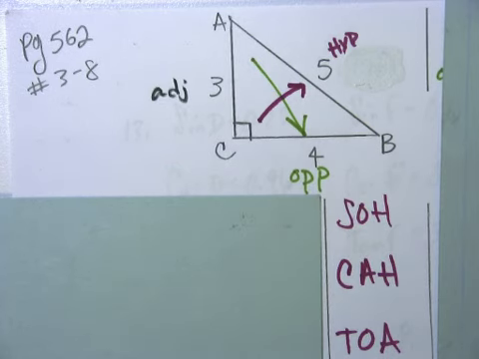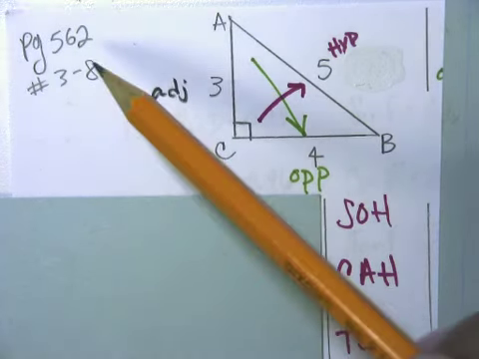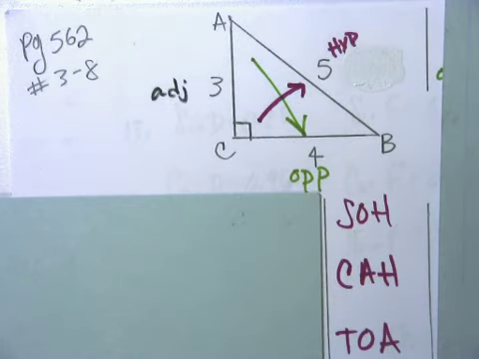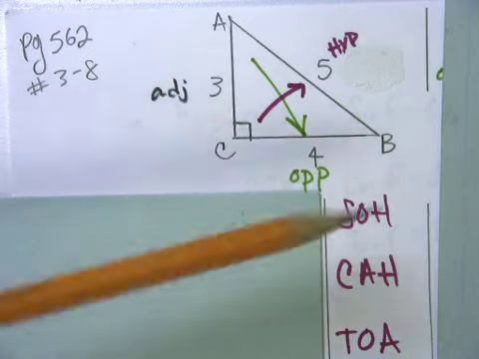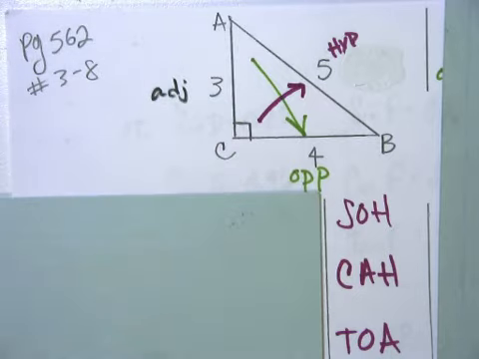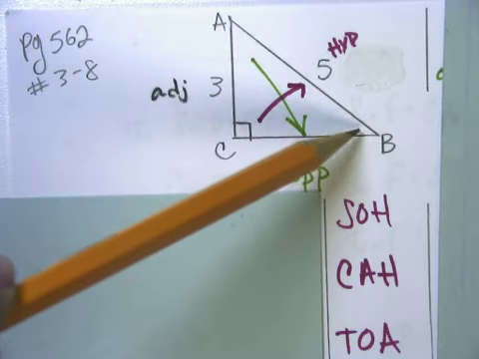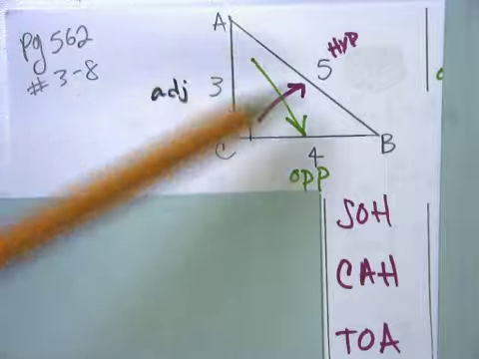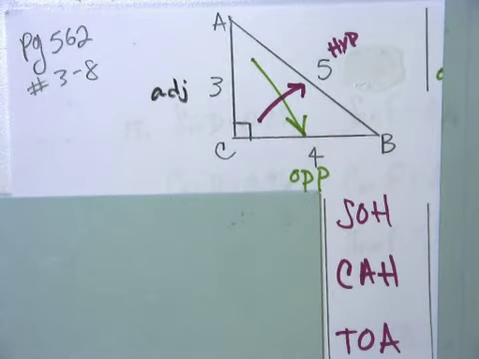Okay, so let's take a look at page 562, numbers 3 through 8. They're asking us to find the trigonometric ratios of the two acute angles. So here I have my right triangle. Obviously, angle C is a right angle, so angle A and angle B are going to be the two acute angles, because both of those angles measure less than 90 degrees.